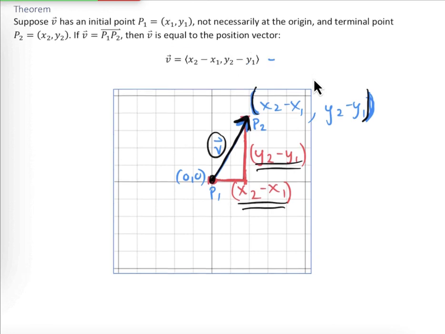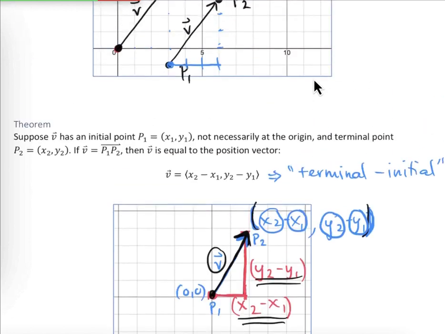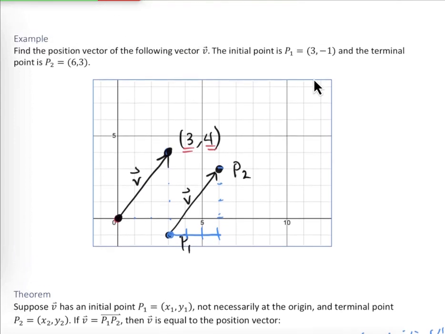And when I'm calculating these, the phrase that I'm going to be using a lot is terminal minus initial, because we're taking the x value of the terminal point and subtracting the x value of the initial point, and the y value of the terminal point and subtracting the y value of the initial point. So when we use this formula algebraically to determine the position vector, we'll be saying terminal minus initial a lot.